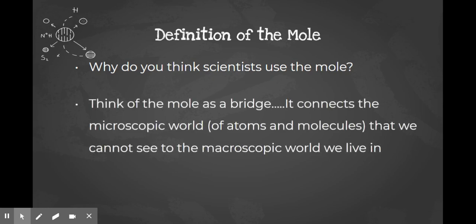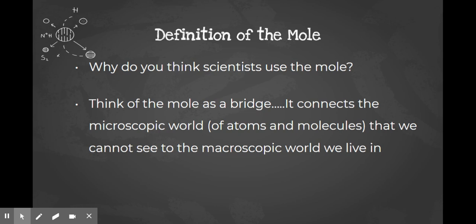Like it says in your notes, you can think of the mole as a bridge connecting that microscopic world, the atoms and molecules that we can't see but that make up everything, to the world that we live in. Because you can see a pound of sugar, you can see 18 milliliters of water, you can see that baseball size of aluminum, right? So those are tangible things that we can see and understand. An atom, a molecule, we can't see those things. So it's a whole lot more difficult.